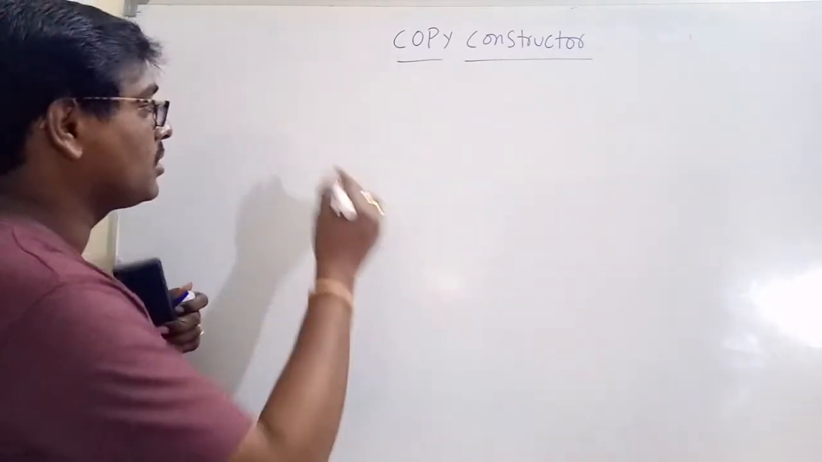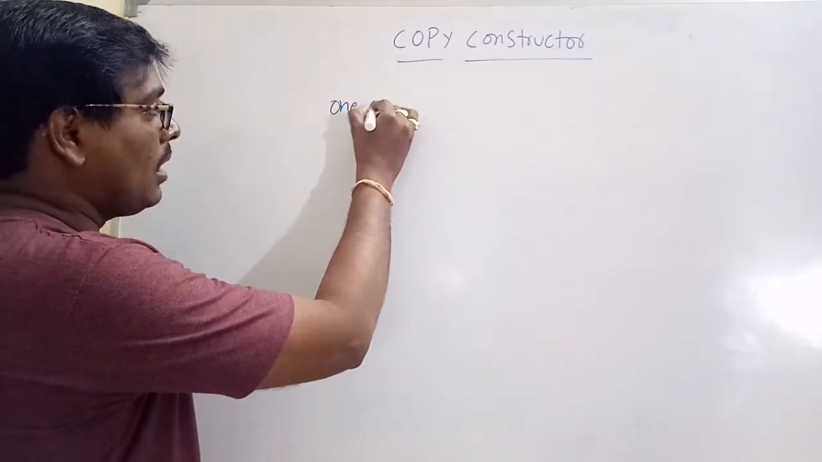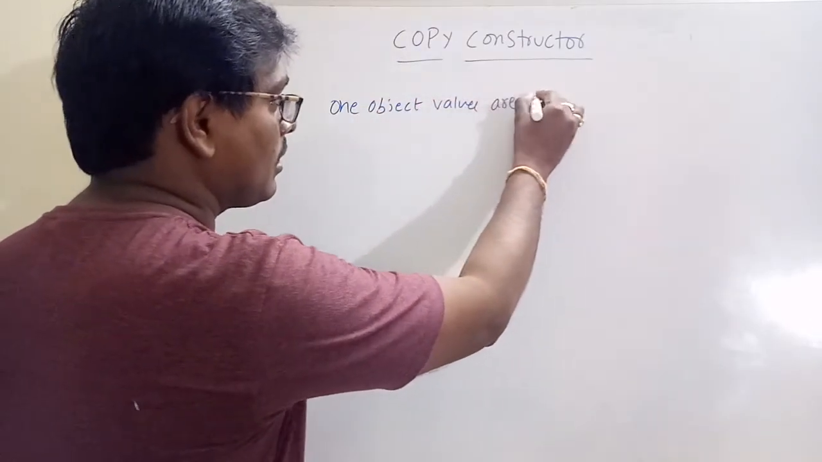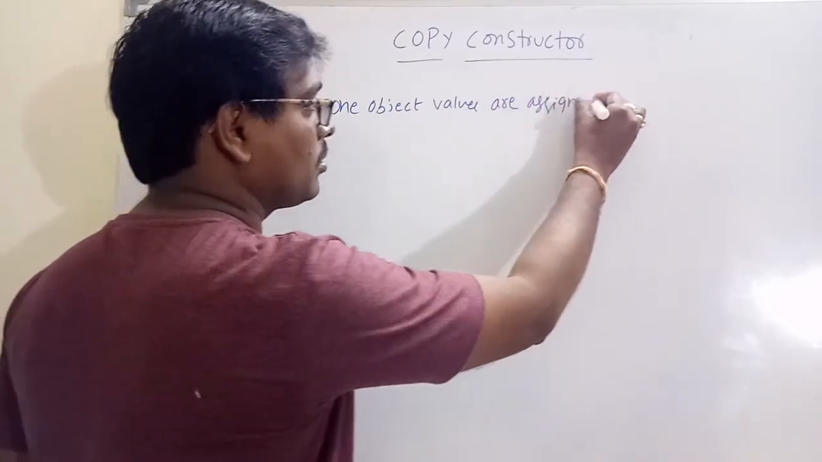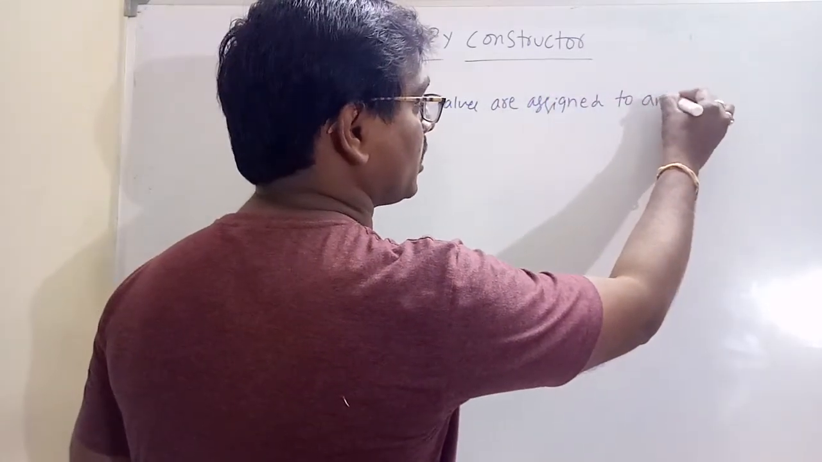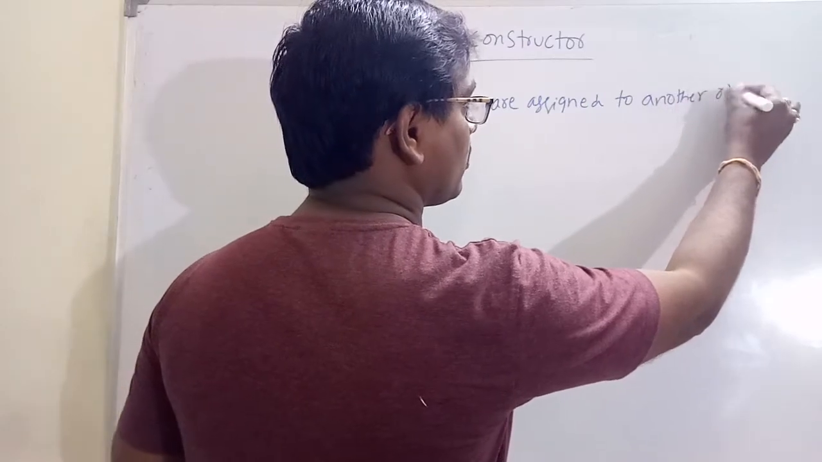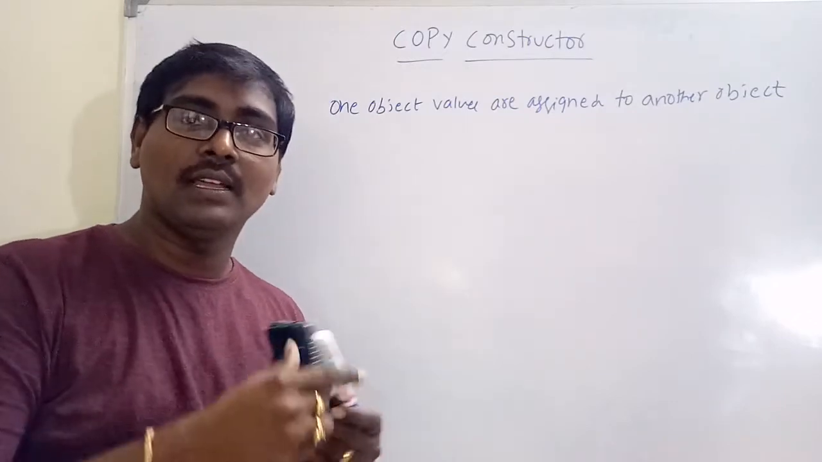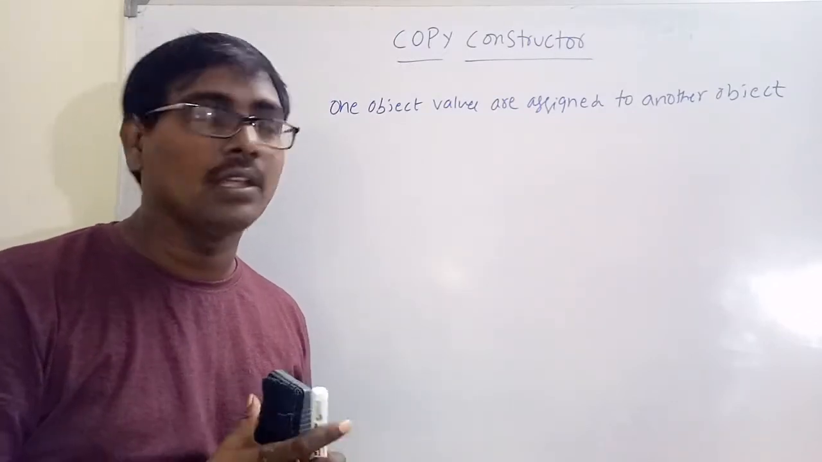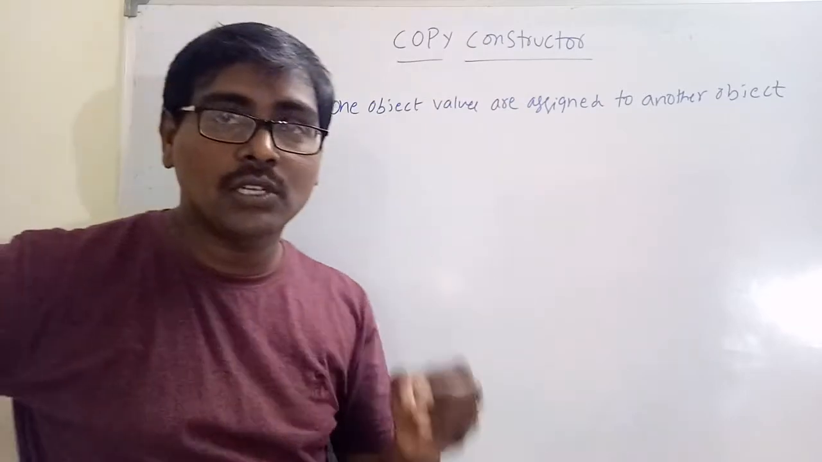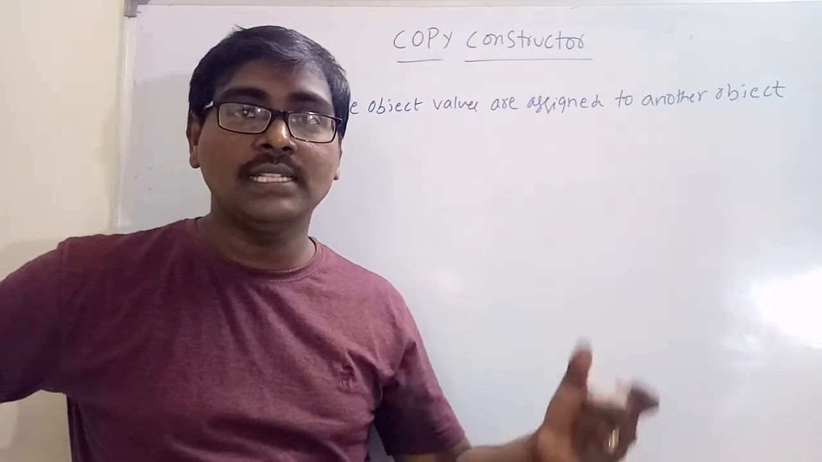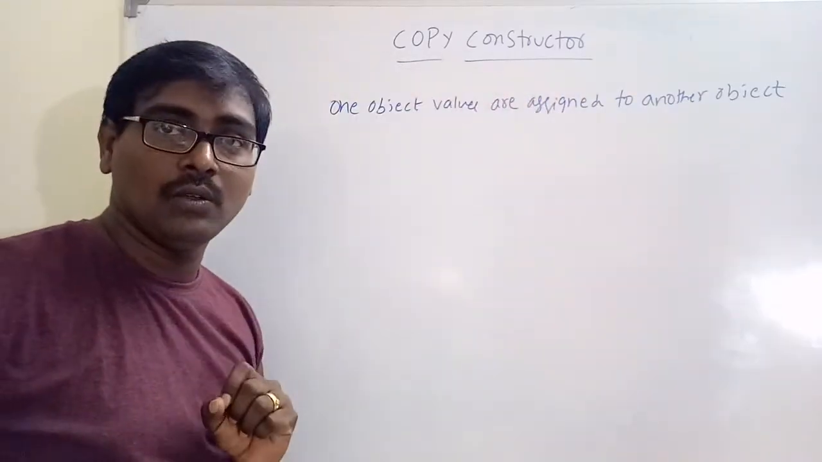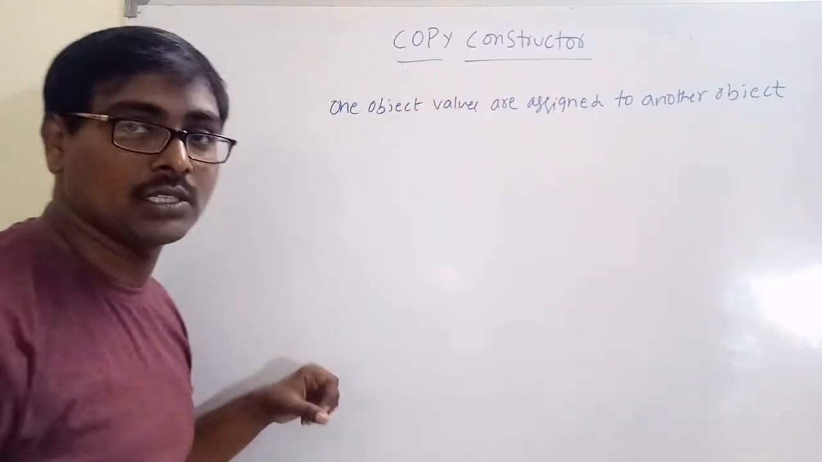In simple definition, one object's values are assigned to another object. That is, one object is initialized with the contents of another object. In this situation, the copy constructor is used to initialize an object with the contents of another object. Okay, this is called a copy constructor.